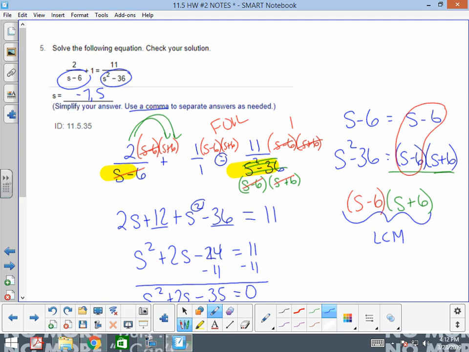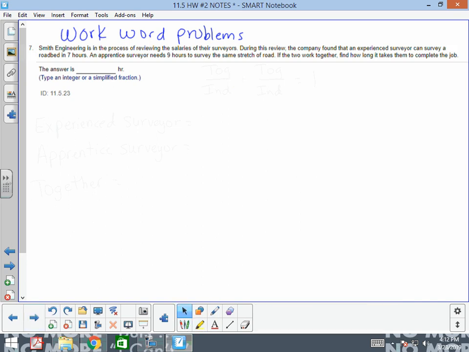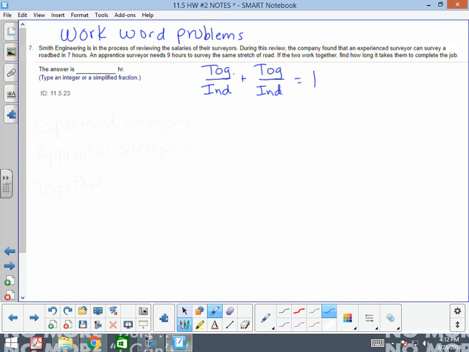Okay, so now let's look at a few word problems. These are called work word problems because some work is being done in the problem. So on these word problems, you are actually going to have to do some work. And first you need to know what the formula is for these word problems. That is together over individual, plus together again over the other individual equals 1. And it will always equal 1 because it's considered to be one job that they're working on.